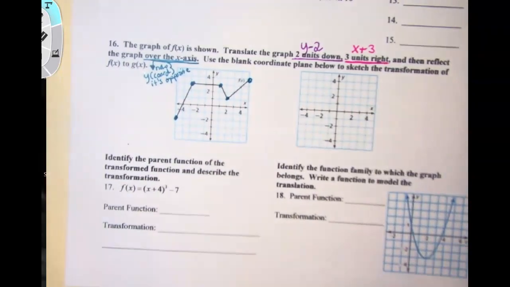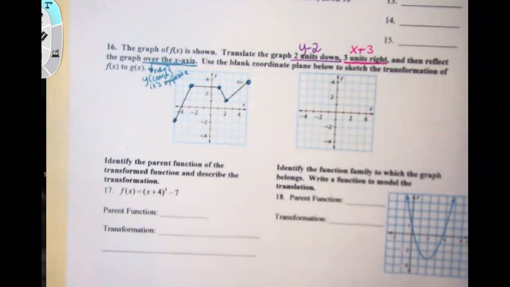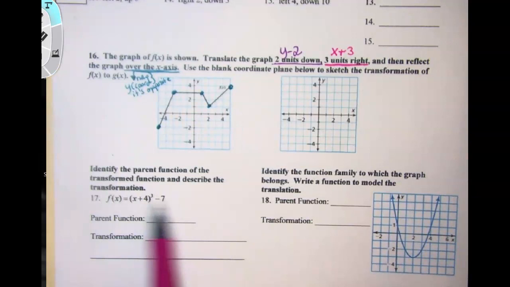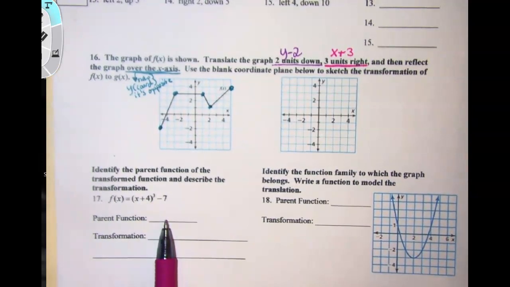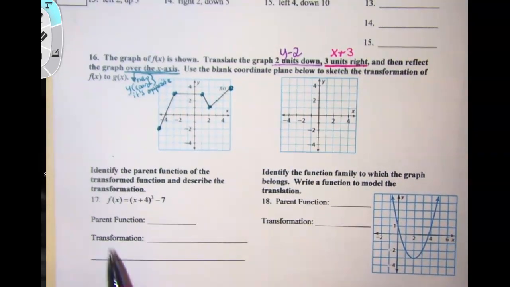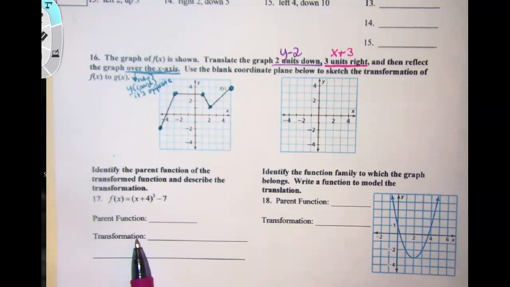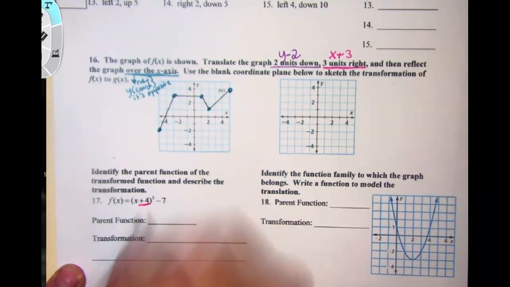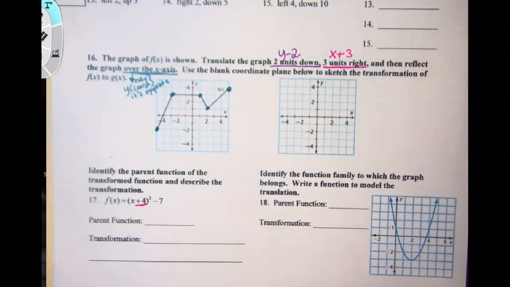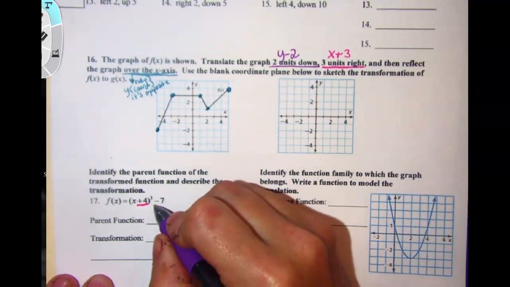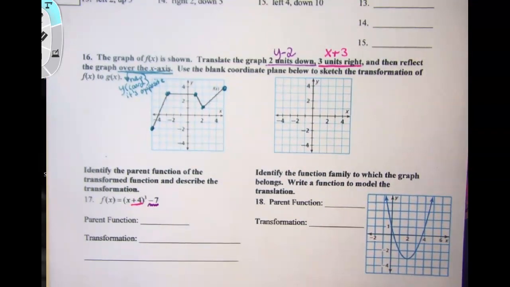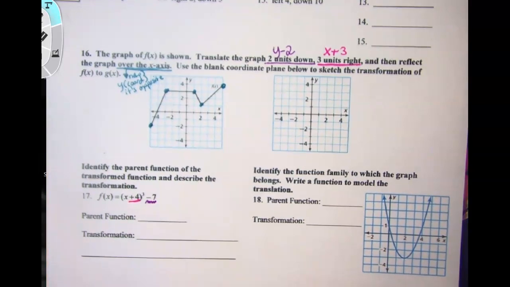Okay, so this one is just saying, what's the parent function? So you know what you're looking for. You're looking for something key to tell you the parent function, and then you copy its form. And then the transformation. I'll give you a little bit of a hint. Inside the parenthesis there's a +4. That would be your first move you're going to describe down here. And then on the outside, no parenthesis, is a -7. So that's what you're looking for. There are 2 moves you're going to have to describe.